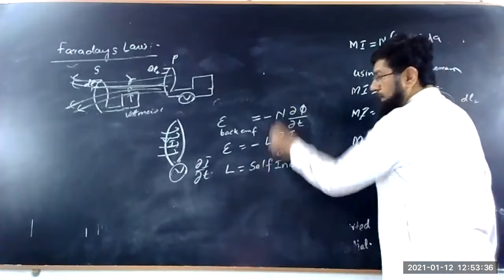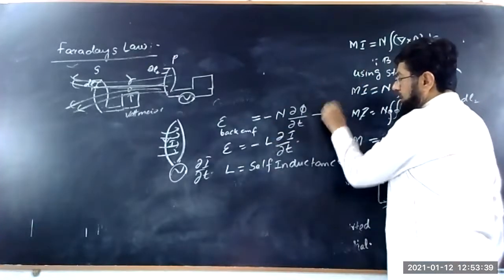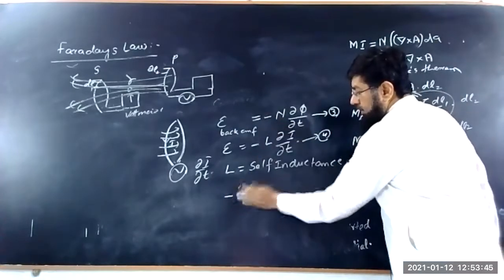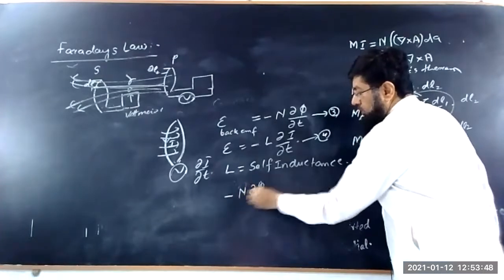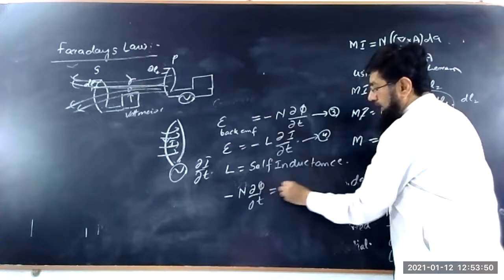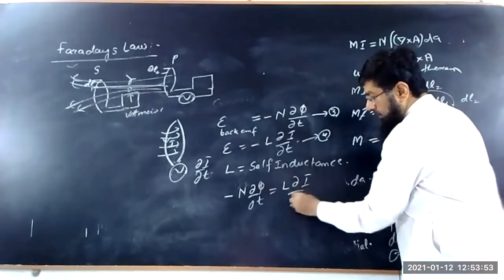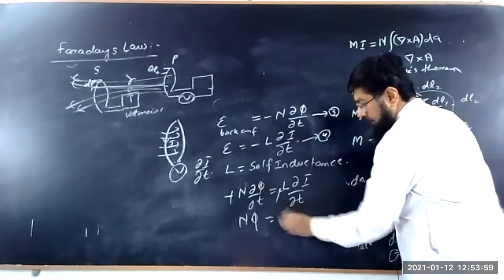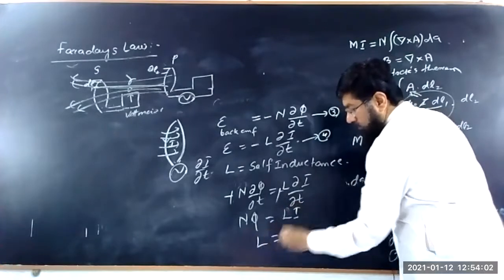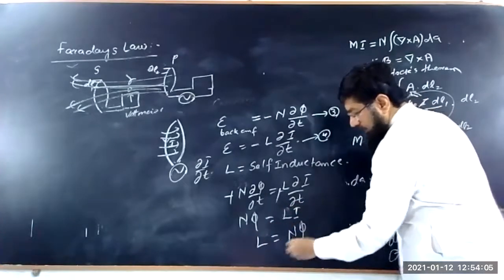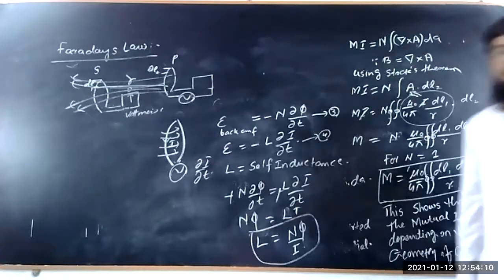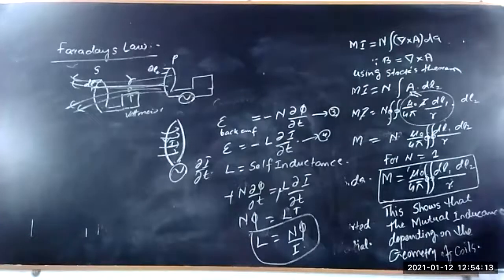So now if we compare these two equations, this is equation 3, let's say this is equation 4, compare these two, then N d phi over dt is equal to L di over dt, minus minus cancel, so N phi is equal to L i. So L is equal to N phi over I. This is again the self-inductance. So again the self-inductance depends upon the geometry of the coil. So this is known as a self-inductance.